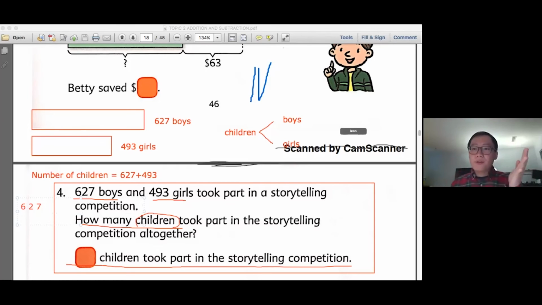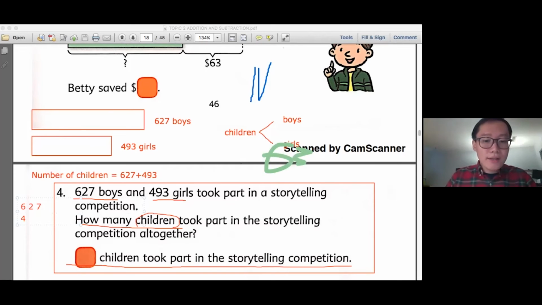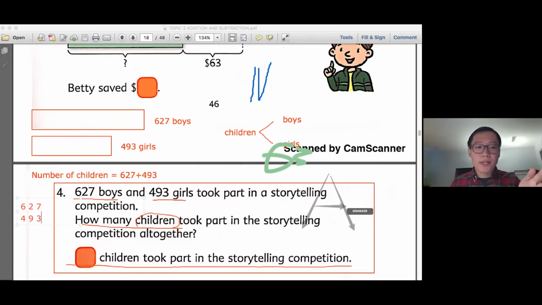So be careful. Numbers, they have places. Ones place must align with ones place in a straight column. Tens place must align with tens place in a straight column. And same for the hundreds place. Right? So let's put 493 below that. 7 and 3 must be aligned because they are both ones place. 2 and 9, tens place in the column. 6 and 4 in the same column because there is no hundreds place. So now let's add.